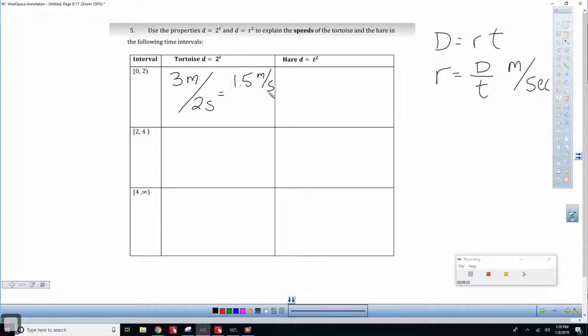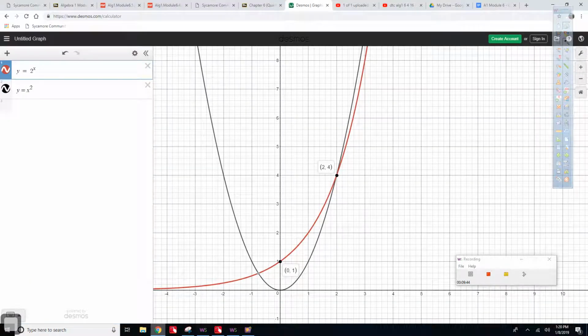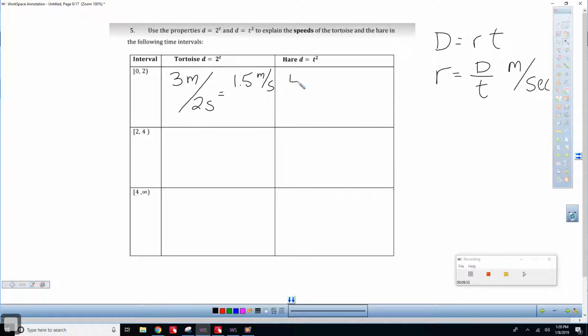Whereas the hare started at 0 and went to what? It went to 4, right? Because it was 2 squared. Started at 0, also went to 4. They were tied. Okay, so that would be 4 divided by 2. So who's going faster for the first 2 seconds? The hare. Okay?